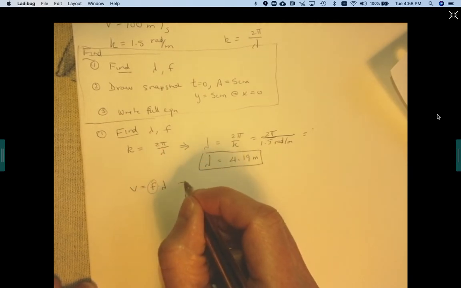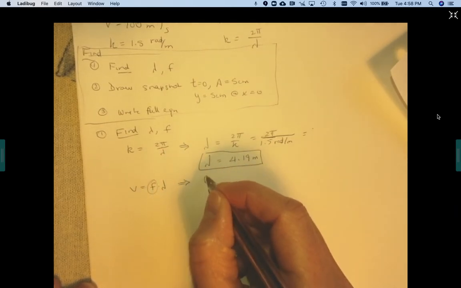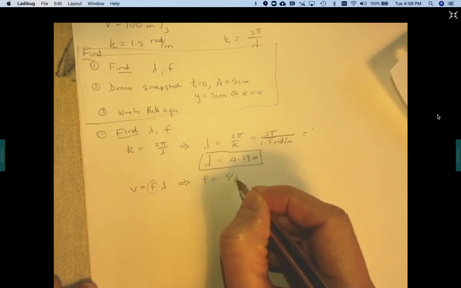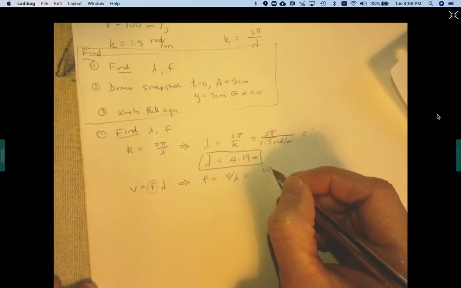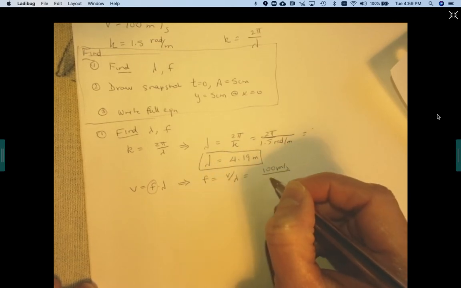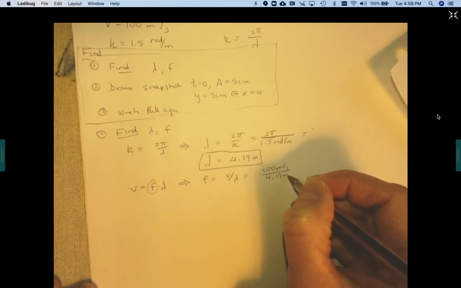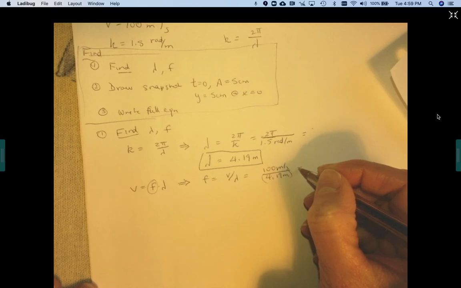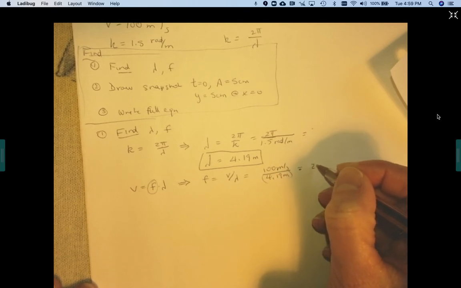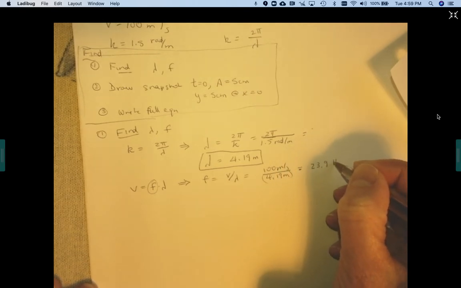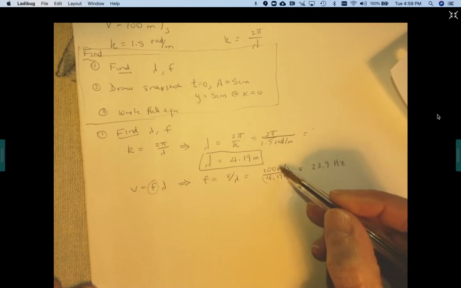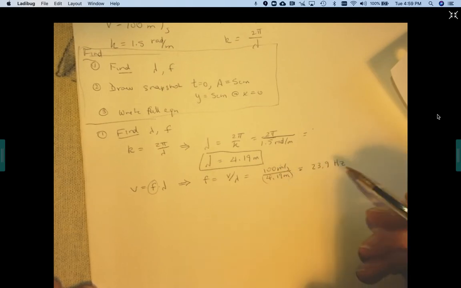Okay, now that we have wavelength, we can solve for frequency using velocity is frequency times wavelength. So I want to solve for frequency. So I get frequency is velocity over wavelength. My velocity is 100 meters per second, that was what we were given, and I just found the wavelength to be 4.19 meters. And so I get a frequency of 23.9 hertz. Right? My units, the meters cancel out, so I'm left with 1 over seconds.